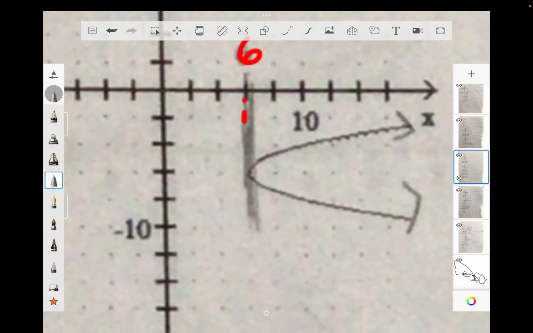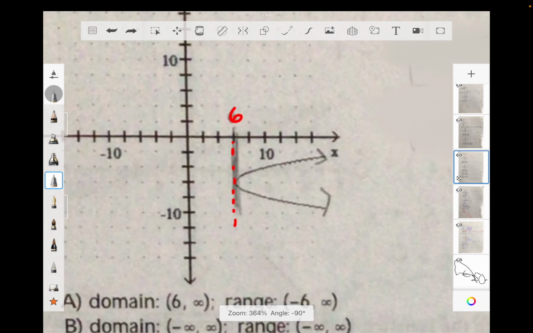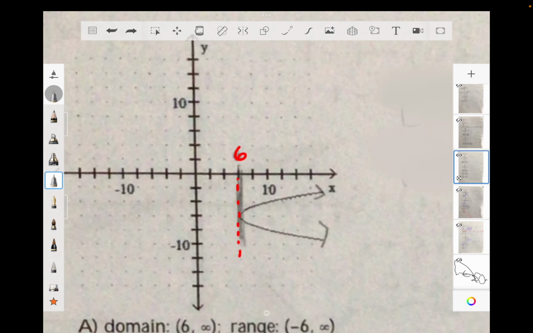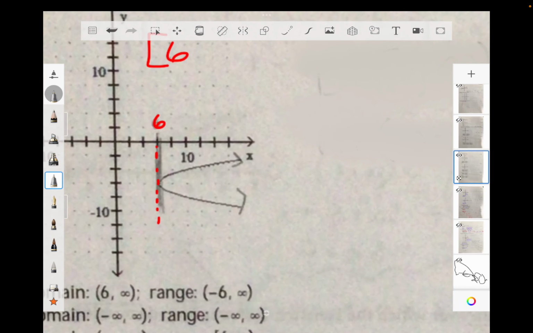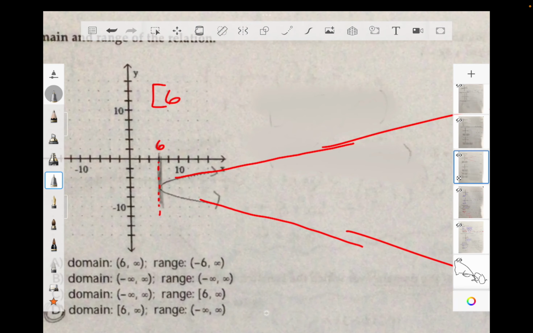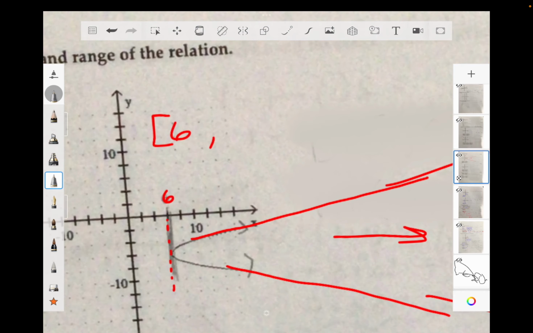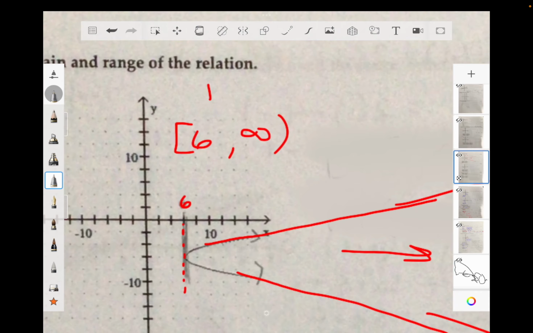We can see that the line of this parabola reaches 6 in the x direction. So this is the lowest number it could be. It's at 6, and it touches it too, so it's going to be a bracket, 6. This parabola is going to continue infinitely off page. It's going to keep going that way. Therefore, it's infinitely going towards the positive x direction, and it's never going to touch infinity, so it's going to be a curved bracket. So this is the domain.